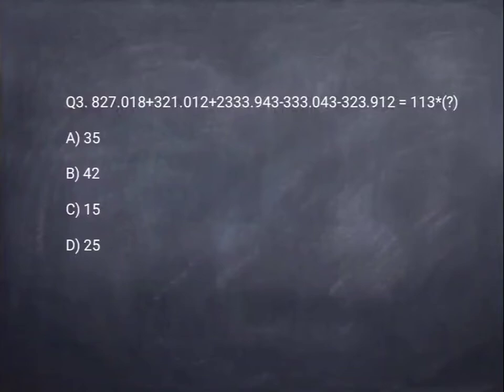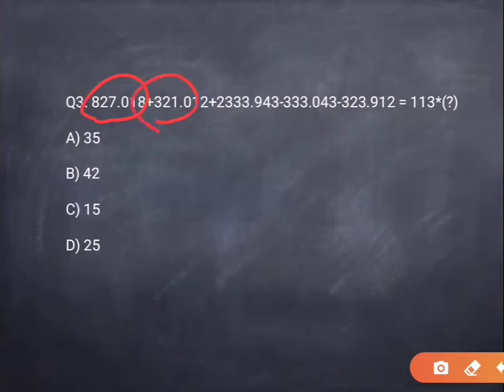827.018 plus 321.012 plus 2333.943 minus 333.043 minus 323.912 is equal to 113 into what? Option A 35, option B 42, option C 15 and option D 25. So first thing, approximate all the values.